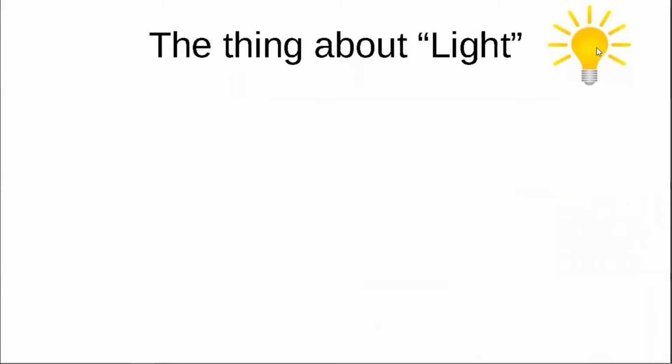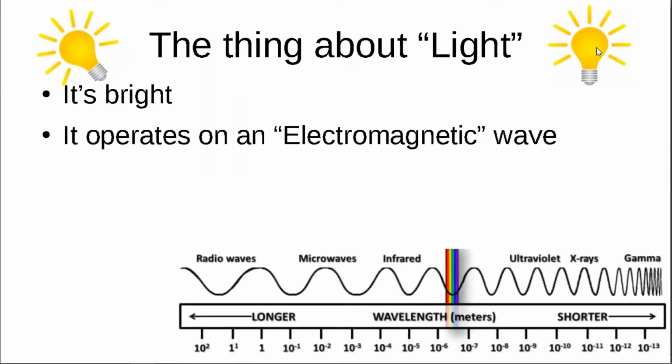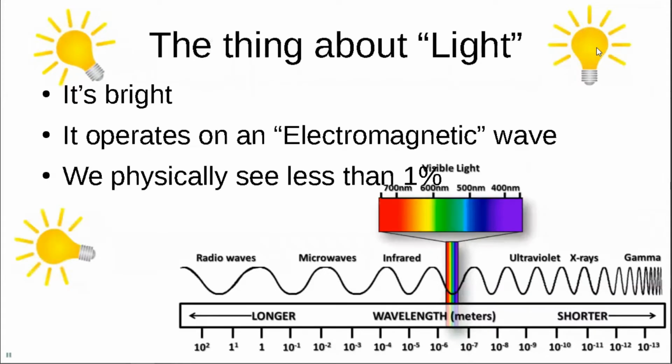Now, the thing about light is, first off, it's bright. It's really bright, but it's bright on different scales. And it operates on an electromagnetic wave. Now, we physically see less than 1% of what's actually out there. It's the same for the rest of our senses. We physically sense less than 1% of what's actually out there. Now, that really shocked me. There was like evidence of the unseen world in my eyes.